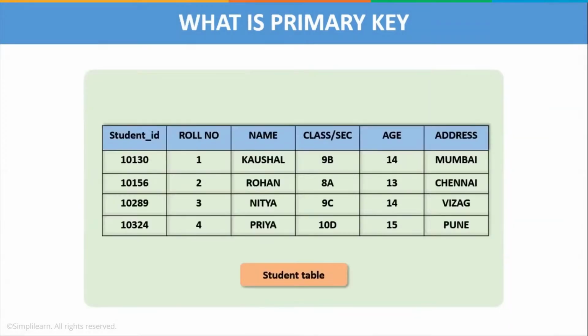Let us consider an example here. Consider a student table which has various fields such as student ID, roll number, name, class, section, age and address. Now, if you look at the table clearly, student ID can be taken as a primary key here. Also, you can take the roll number, but since we are taking the records of all the students in a school, that's why we are taking the student ID as the primary key. If you take the records of the students for a particular class, then you can take the roll number as a primary key as well.